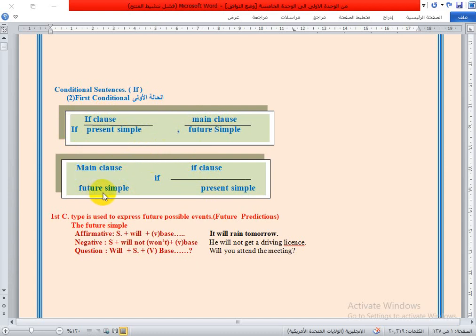So in the zero conditional, if clause and main clause are both present simple. In the first conditional, if clause must be present simple, the main clause must be a future simple.